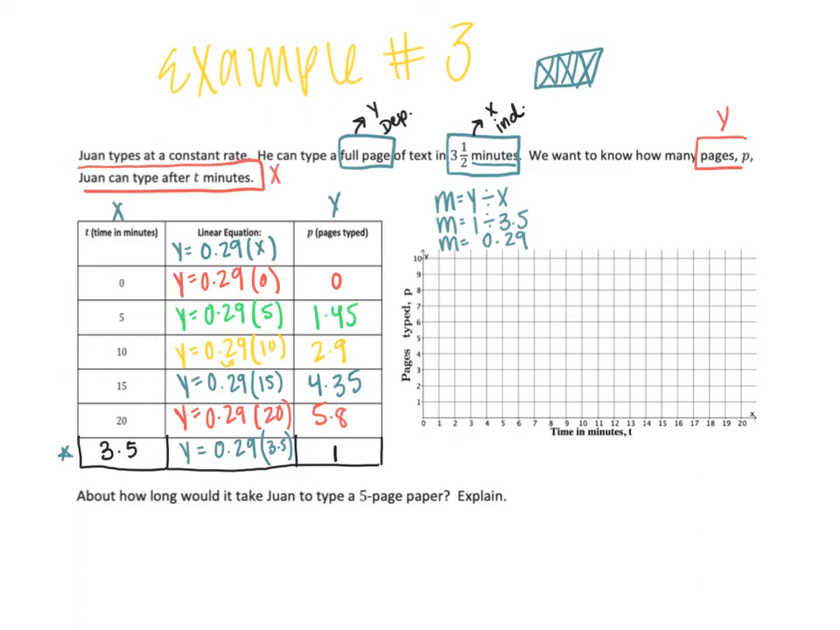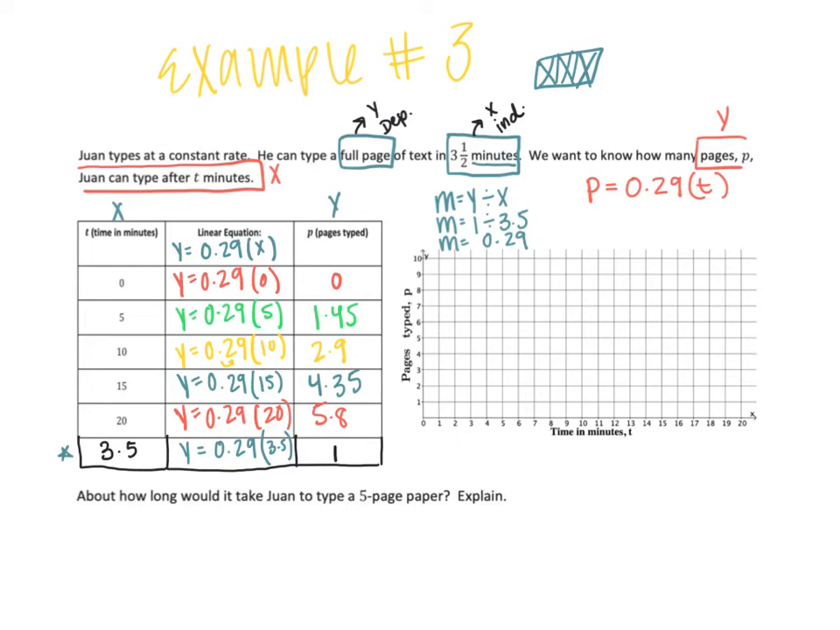So instead of saying y equals 0.29x, I'm going to say p equals 0.29t. Instead of x, I'm going to say t. They're just telling me to use different variables so that the p shows you that's pages and that's time. Okay, so the number of pages equals 0.29 times time. All right, next thing I'm going to do is graph these numbers.